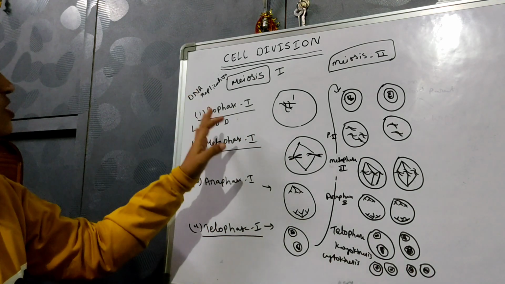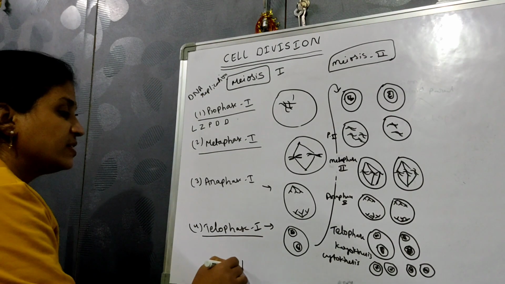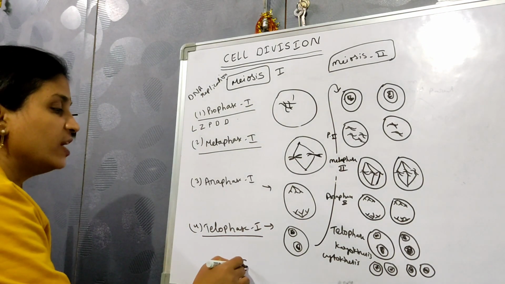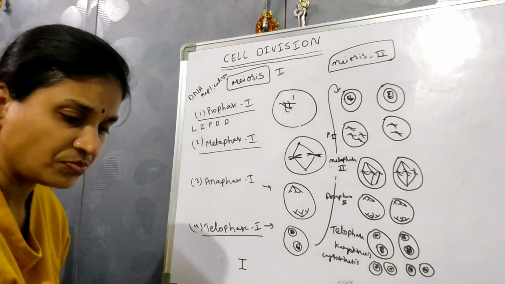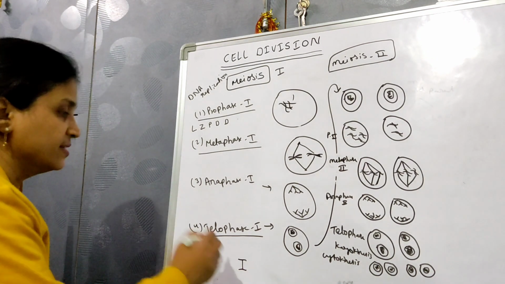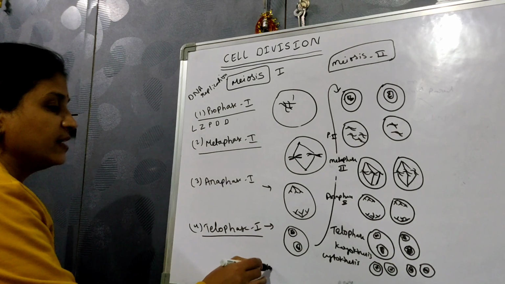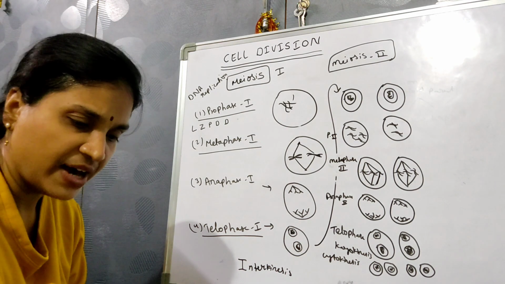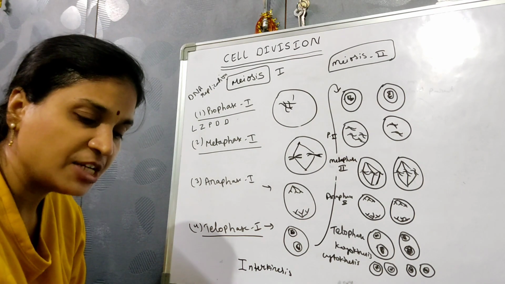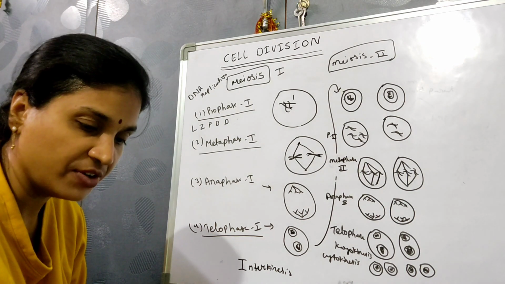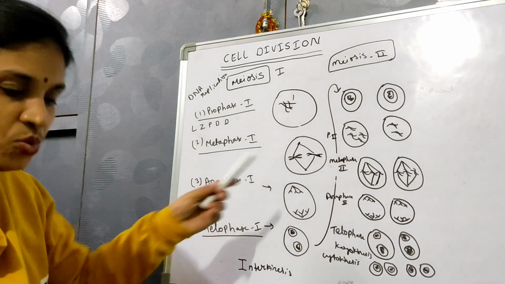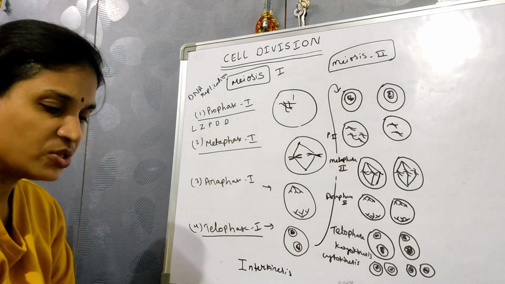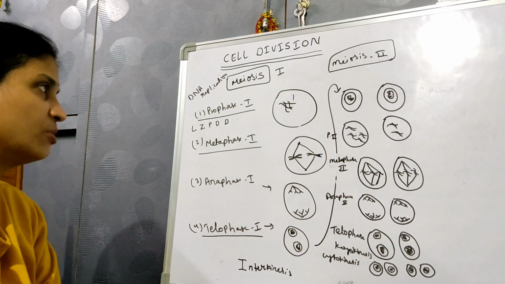The stage, or the gap, between meiosis 1 and meiosis 2 is also called interkinesis. Interkinesis is short-lived. It is a stage between two meiotic divisions, and it is followed by prophase 2 of meiosis 2. Here this is the same, and it resembles that of normal mitosis.